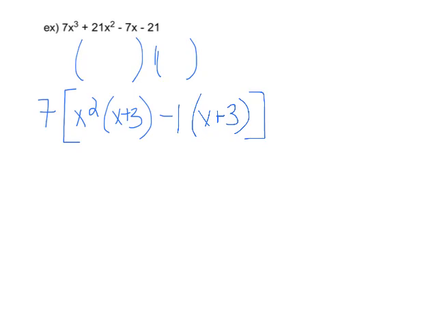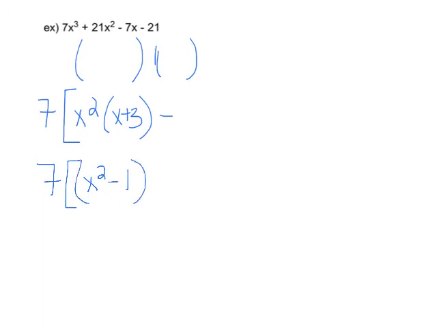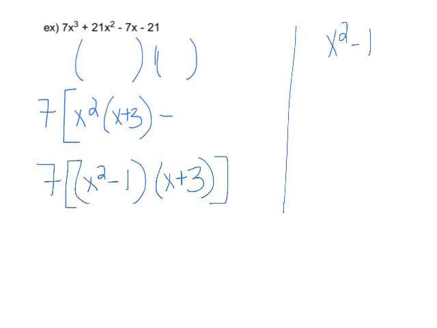And remember that when I use my grouping method, the things that are in the parentheses, that polynomial, I want to look the same. So I have an x plus 3 times an x plus 3. So this can be rewritten as 7 times x squared minus 1 times x plus 3. And I see that that x squared minus 1 is a differences of squares again. And so just on the side, x squared minus 1 gives me x squared minus 1 squared. So I'm going to have x minus 1 times x plus 1.